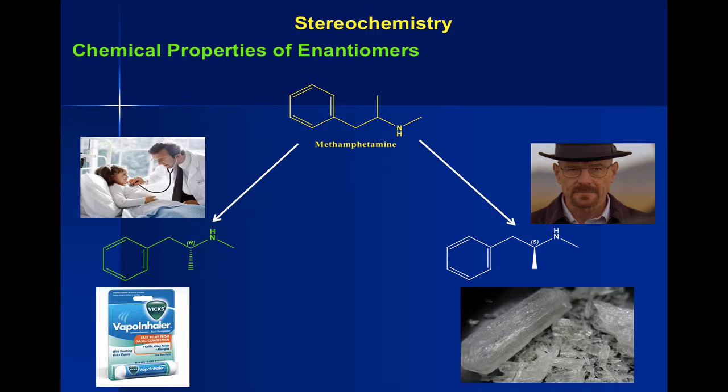When we extracted this from the Vicks VapoInhaler, it was crystalline. Okay? So you can make the other kind and sell it as the cheap stuff, right? I'm just saying.